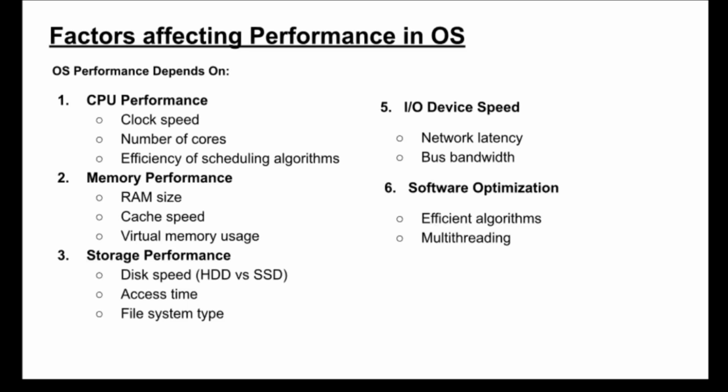So if you are looking at the factors affecting performance in OS, system performance is affected by many factors: CPU performance, memory performance, storage performance, input and output device speed, software optimization.